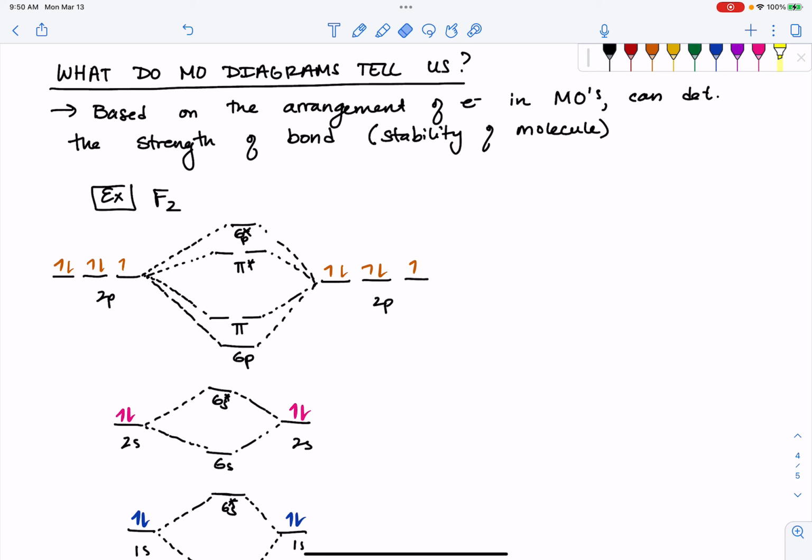So we're going to get into the information that can be gleaned from a molecular orbital diagram. In other words, why do we care? Like, why is MO theory something that's important to us? Isn't Lewis kind of good enough? At minimum, isn't valence bond theory good enough?